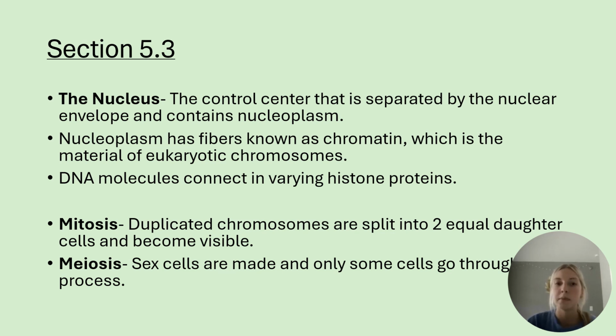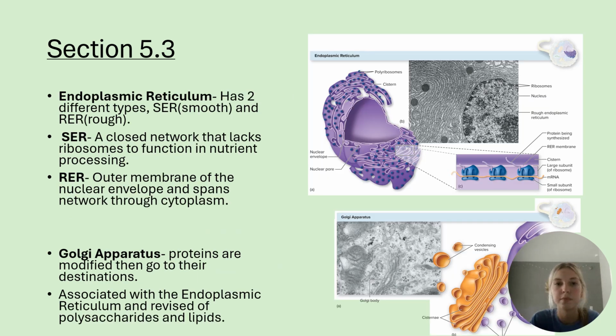In the textbook, mitosis and meiosis are mentioned while talking about the nucleus, so I wanted to add definitions of those two. Mitosis is when duplicated chromosomes are split into two equal daughter cells, and they become visible. Meiosis produces sex cells, and only some cells go through this process. And then some more definitions and pictures to go along with those definitions.